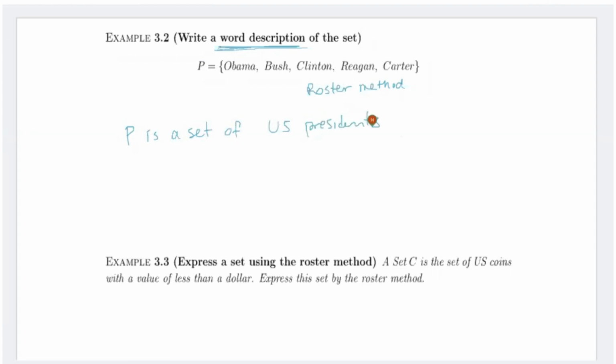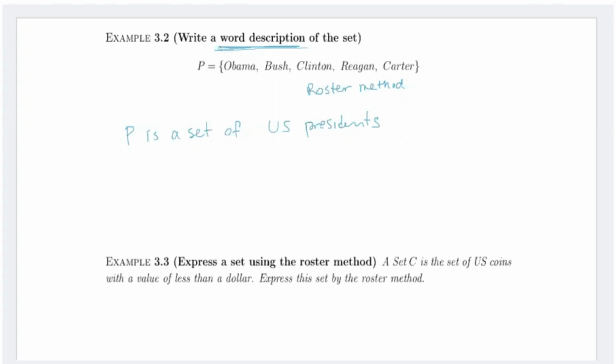You don't need to write out every element. Word description, write it in words. That's what it means. Are we okay with this? P is a set of US presidents. So for word description, we describe in words. For roster method, we write out the elements.